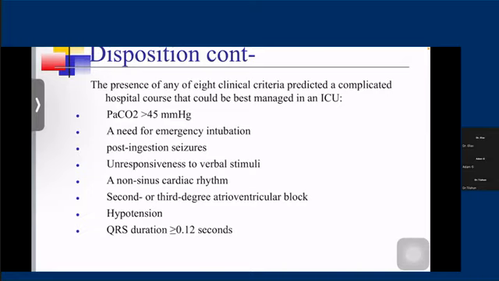Post-ingestion seizure is also not a good sign, so we need to admit the patient to ICU and observe. And if there is arrhythmia, whether non-sinus or any degree of block, or hypotension and prolonged QRS, these are a few more indications to consider admission.